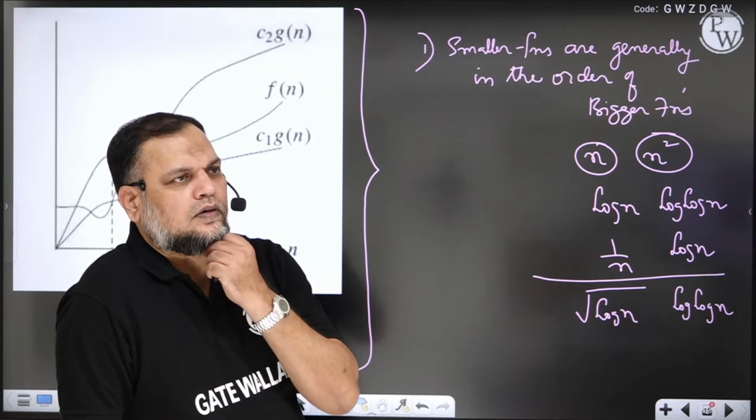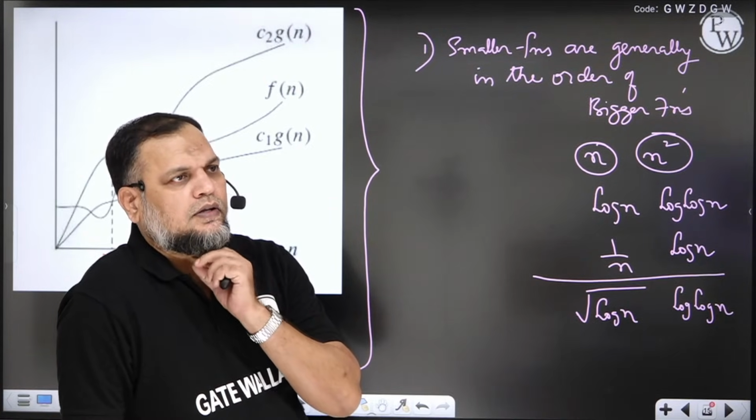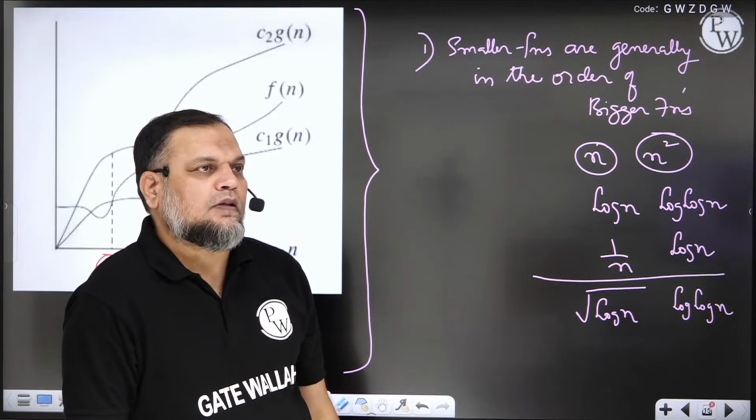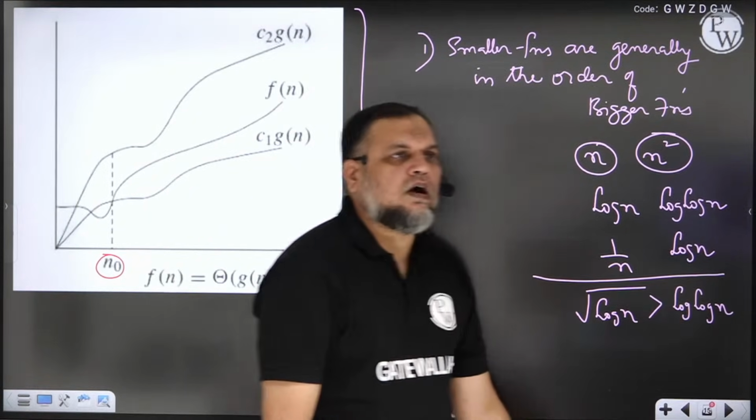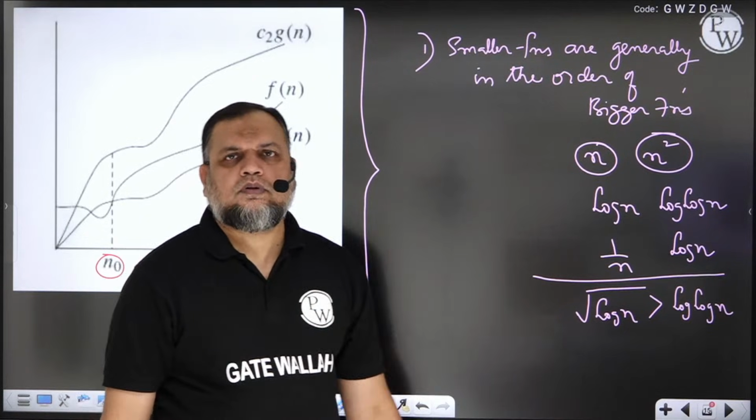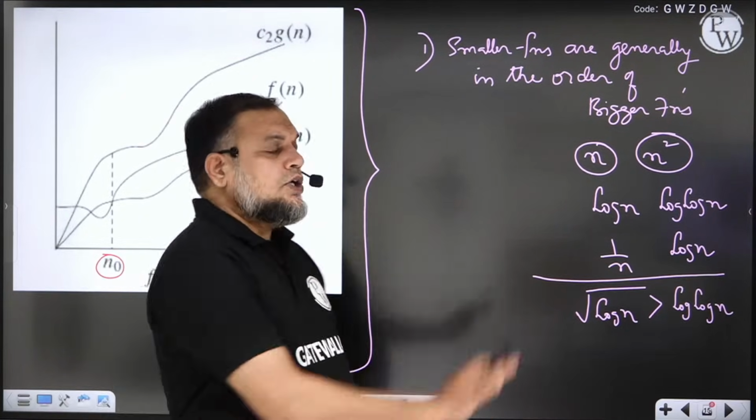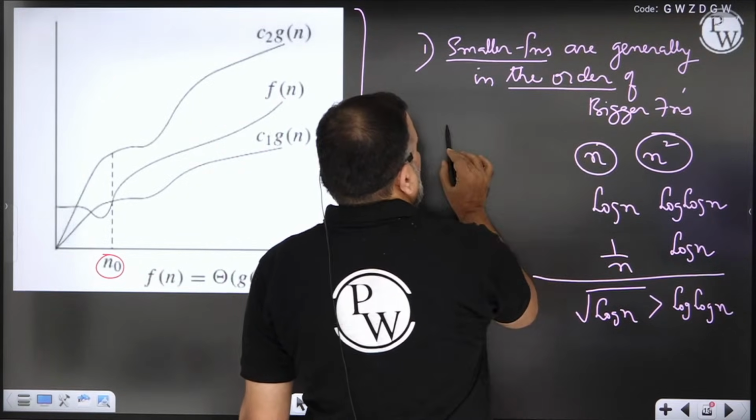Root log n is greater. Yes, very correct. No, Vivekananda, both are not the same. You can prove it mathematically. Root log n is greater than log n. How? Take log of both, you get the answer. ठीक है? So always remember, smaller functions are generally in the order big O of bigger functions.